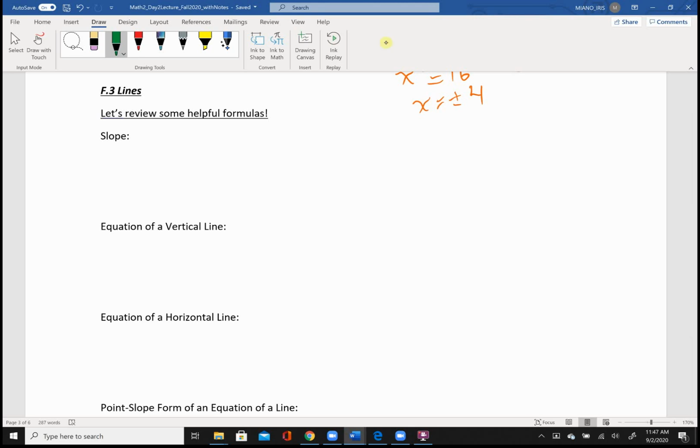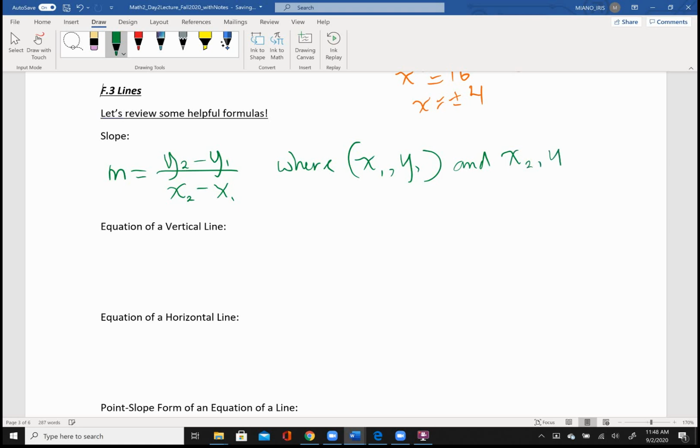Slope is generally called your m value. The variable associated with slope is usually m, and the way that you'll calculate it is to take the change in the y values. So y2 minus y1 over x2 minus x1. Let me erase that. That doesn't look very good as a subtraction symbol. x1, where x1 comma y1 and x2 comma y2 are given.